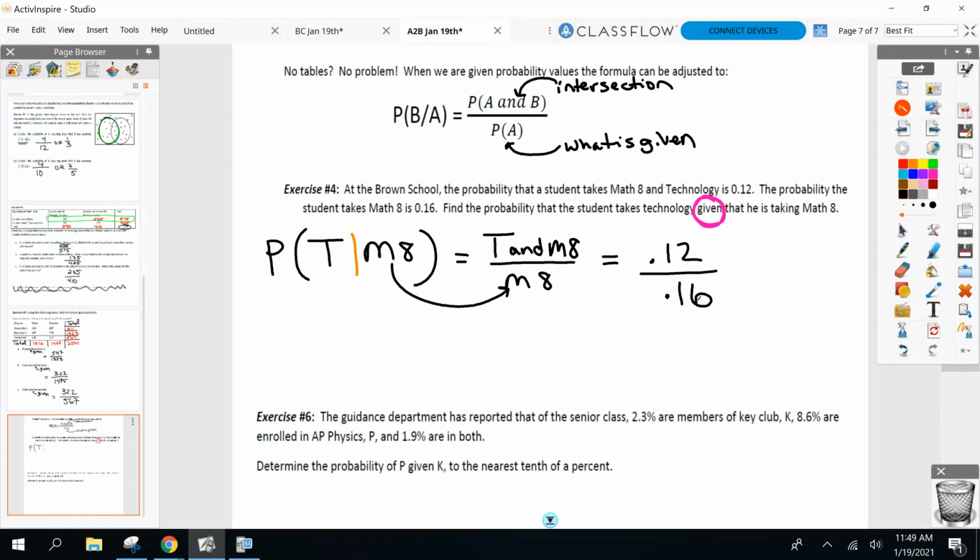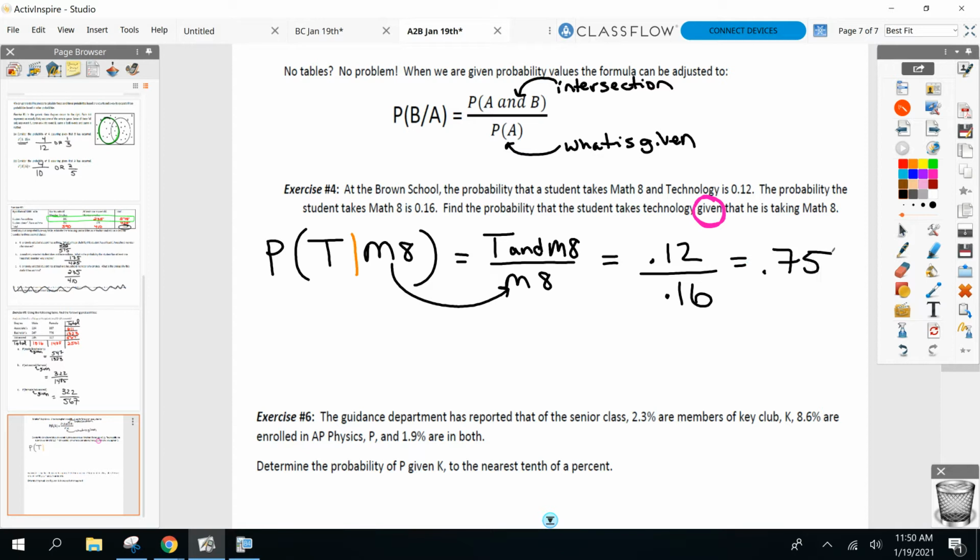Everyone all right? 0.12 over 0.16. To get both of them together, which is 0.12, over what I already know the one student's in, which is Math 8. All right, go to your calculator. Everyone go ahead. 0.12 divided by 0.16. You guys get 0.75. You can leave it like that. Remember, you can leave a probability as a decimal.